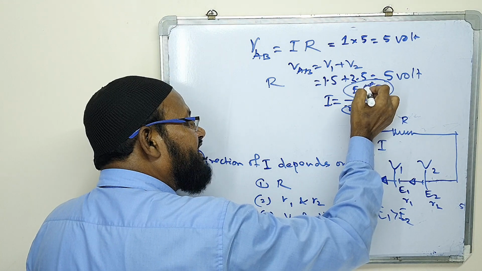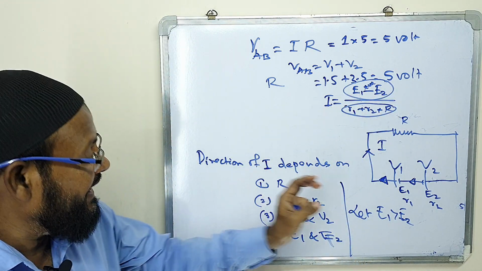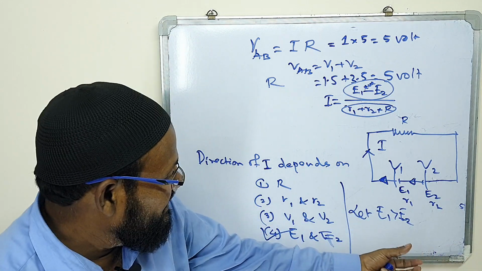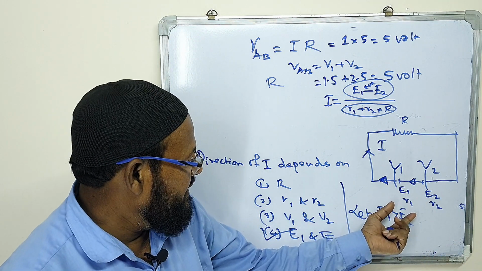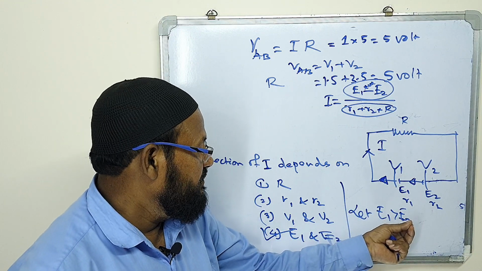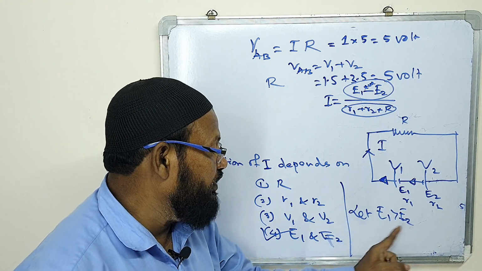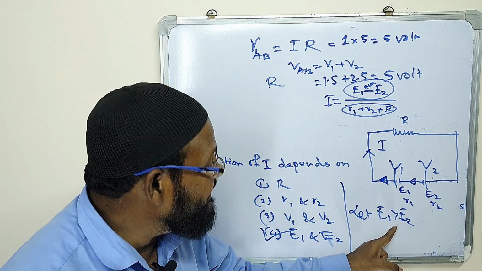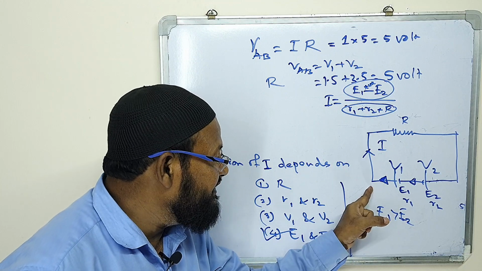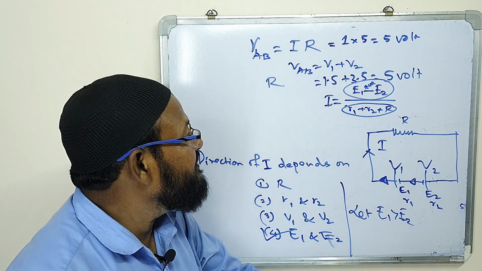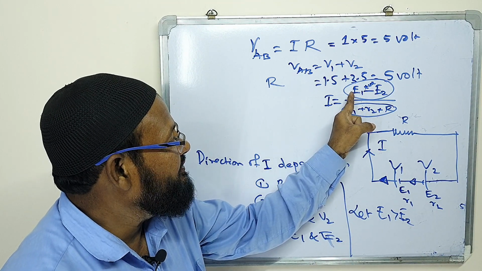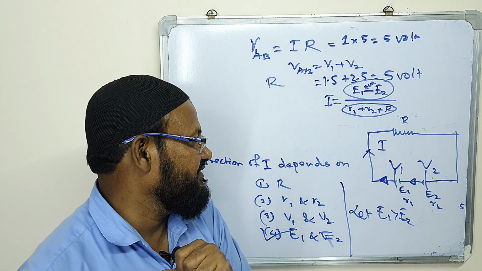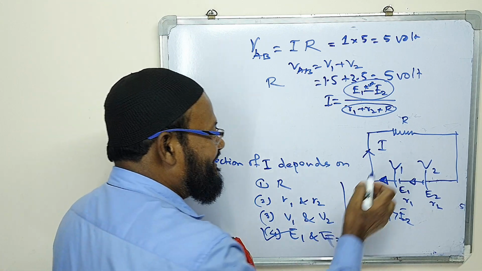I am putting 3 stars here. In case two cells or two batteries are opposing each other, we have to see which is greater, E1 or E2. I am taking E1 is bigger. Therefore, this will be the direction. In this case, what is the formula? Higher EMF minus lower EMF divided by whole resistance of the circuit. Okay.